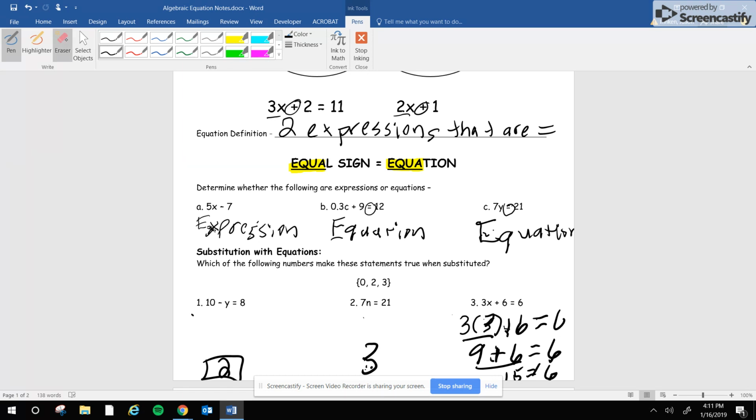So if you look here, your answers, when we plugged in 0, 2, and 3, number 1 was 2, number 2 was 3, and number 3 came out to be 0. And that's how we use algebraic equations.